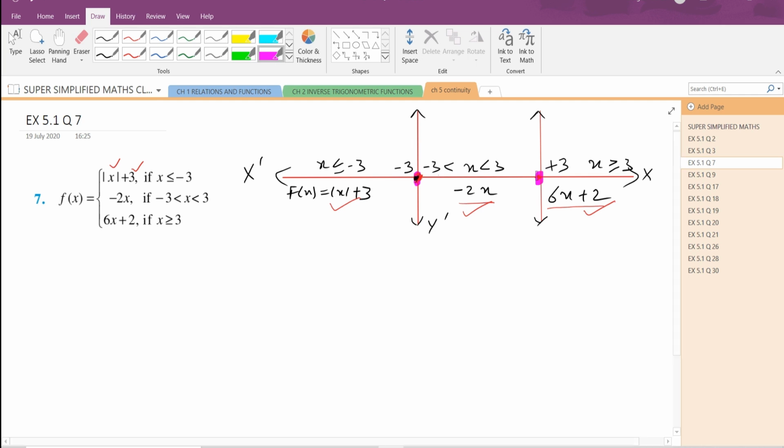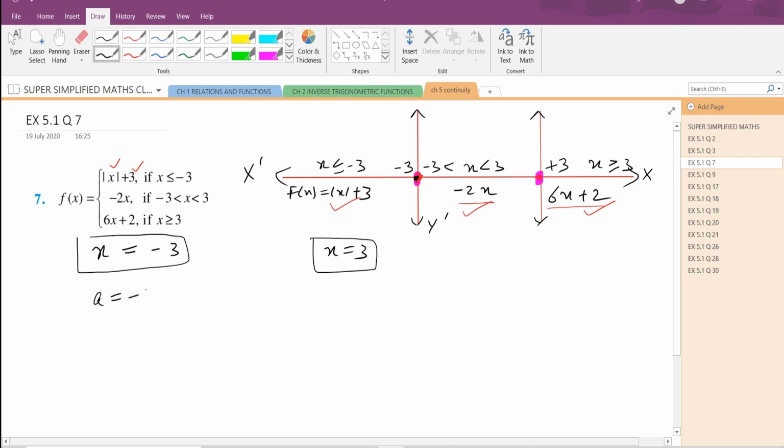So we have to check the continuity of this function at 2 points. One is x equal to minus 3 and the other is x equal to 3. These are the 2 points where discontinuity can be. One of them or both of them can be the point of discontinuity. So I am going to check for both. So for x equal to minus 3, let me assume a is minus 3. The point at which we check the continuity, we assume it to be a.